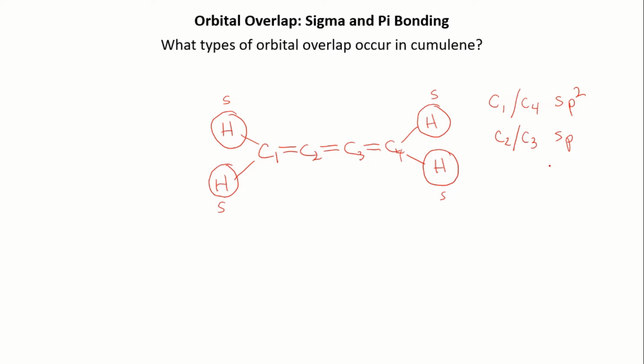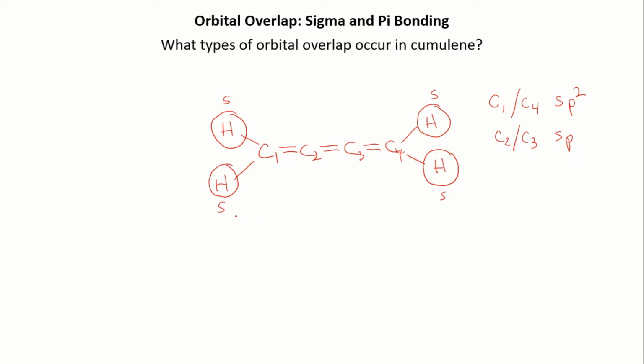To make 2 hybrid orbitals, we would mix an s orbital with a p orbital. For C1 and C4, we need 3 domains, so we need 3 hybrid orbitals, so we would mix 1 s orbital with 2 different p orbitals. And the second part of the question was asking what orbital overlap would occur.